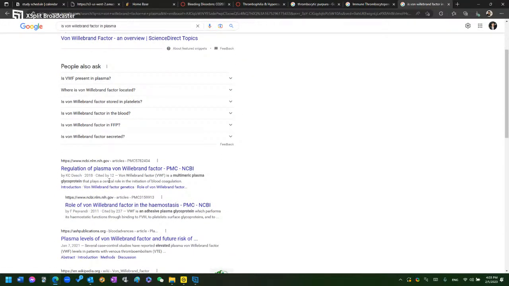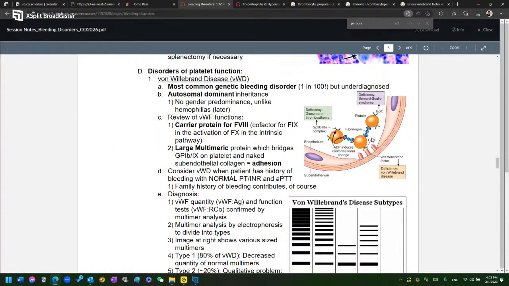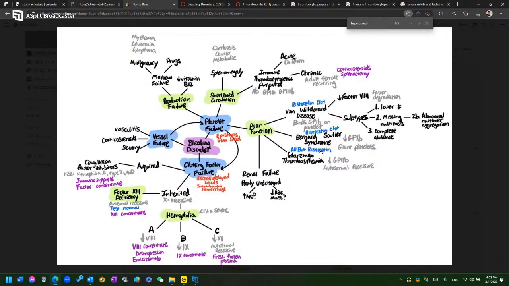I don't know why, if von Willebrand's factor is in the blood, it won't just cause coagulation. That is confusing to me. But what we do know from this is that von Willebrand's factor is somewhat circulating, and so is factor 8. And if you don't have enough von Willebrand's, then factor 8 gets degraded.